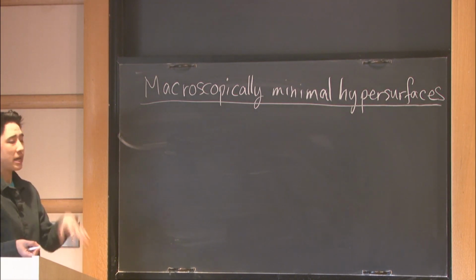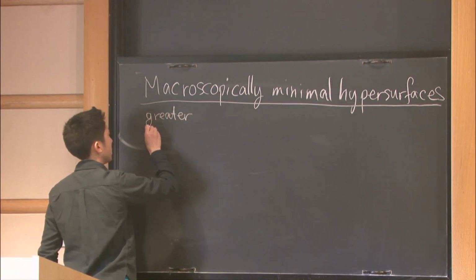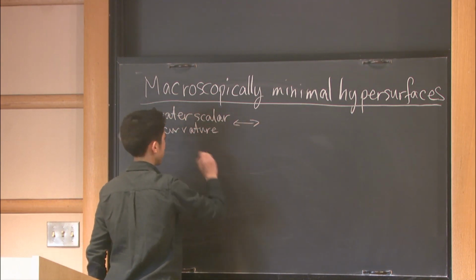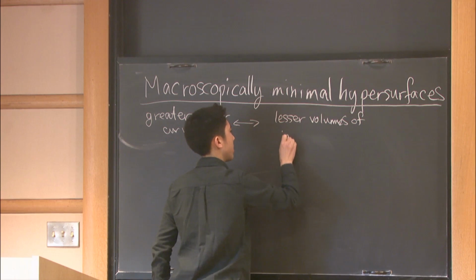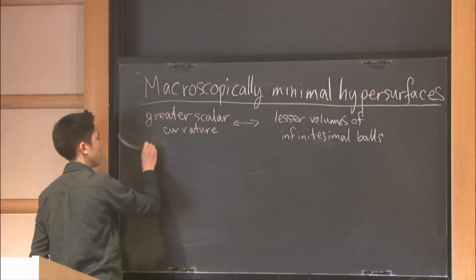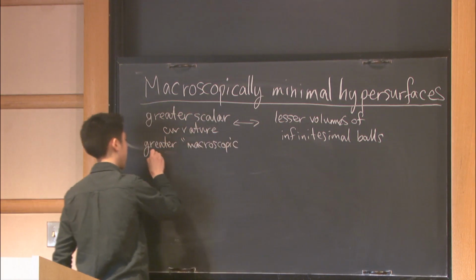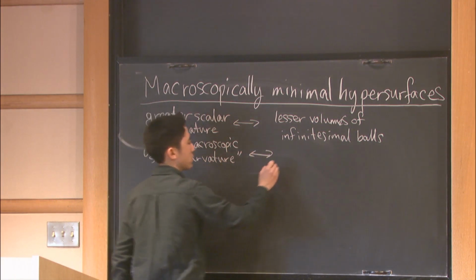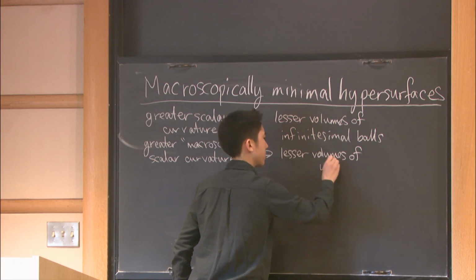That's based on the idea that scalar curvature is related to the volumes of infinitesimal balls. So greater scalar curvature corresponds to lesser volumes of infinitesimal balls. And so the analogy is that greater macroscopic scalar curvature corresponds to lesser volumes of unit balls.